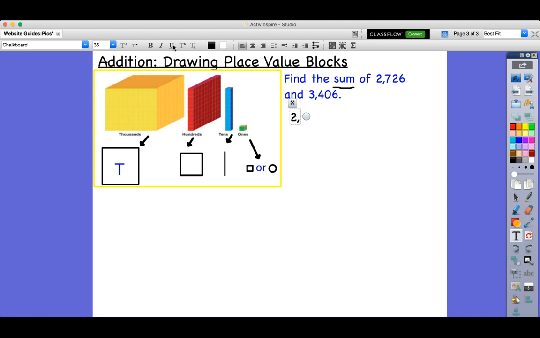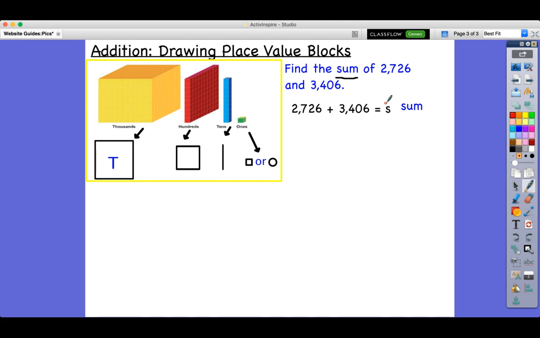So I'm going to do 2,726 plus 3,406 equals S. And that S just represents what I'm trying to find, or the unknown, which is, in this case, the sum. So now I'm ready to start solving this equation.